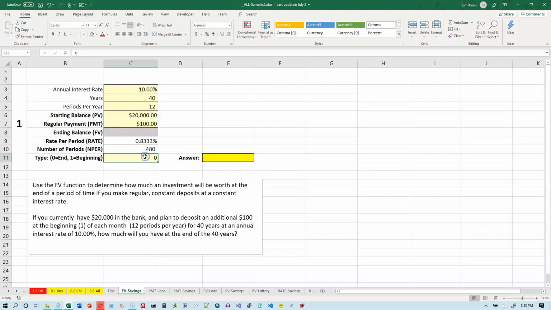And we want to know if we're doing this at the beginning or the end of each month. Excel has a numeric code for that. If we're doing it at the beginning of each month, we put the number 1 down here. If we're doing it at the end of each month, we put the number 0 down here. We're doing this at the beginning, so we need to put the number 1 in there.